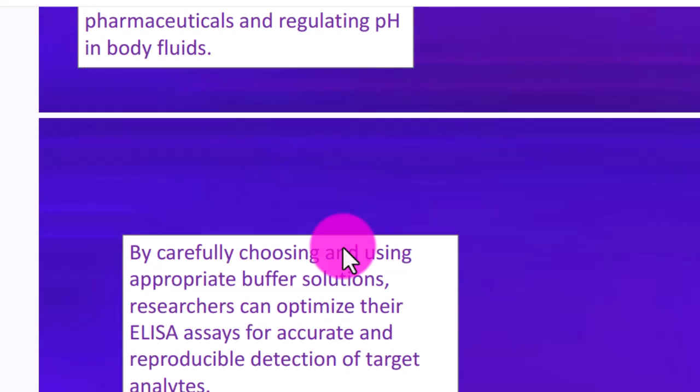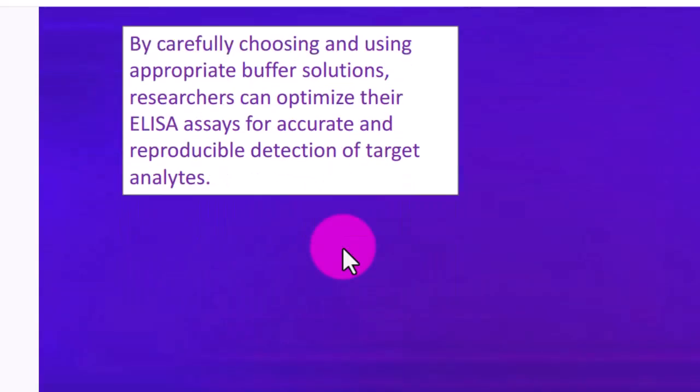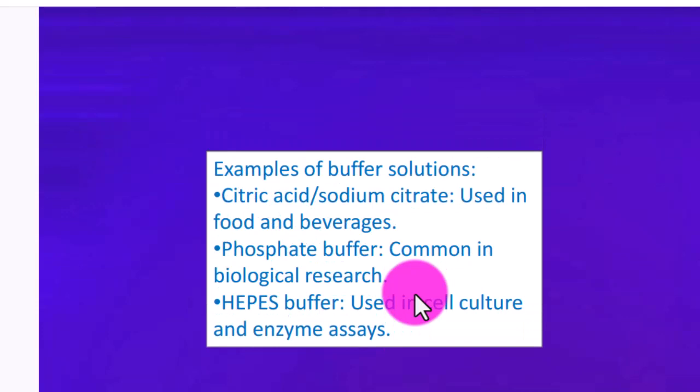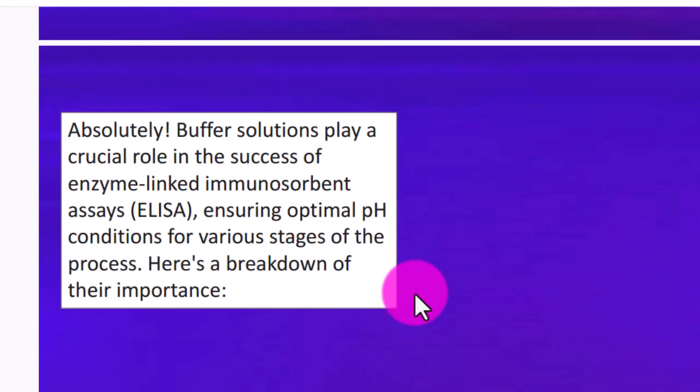By carefully choosing and using appropriate buffer solutions, researchers can optimize their ELISA assay for accurate and reproducible detection of target analytes. Examples of buffer solutions: citric acid and sodium citrate, used in food and beverages. Phosphate buffer, common in biological research. HEPES buffer, used in cell culture and enzyme assays.